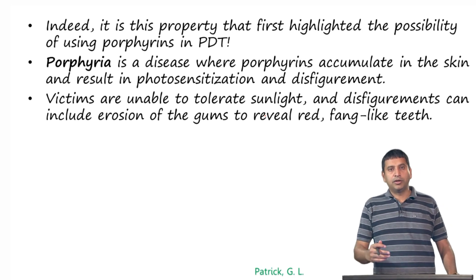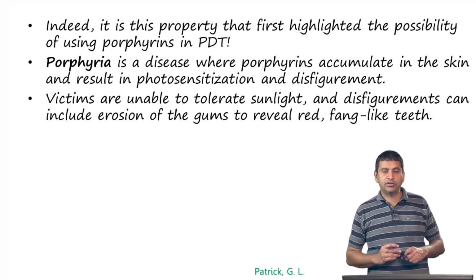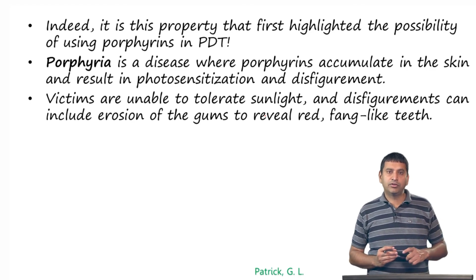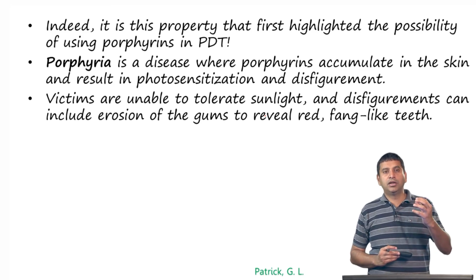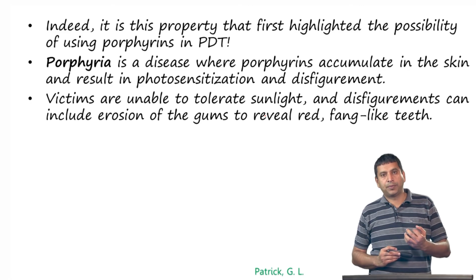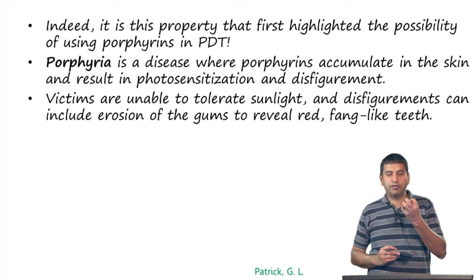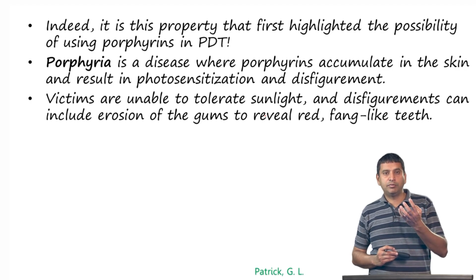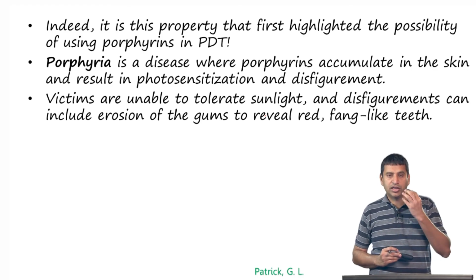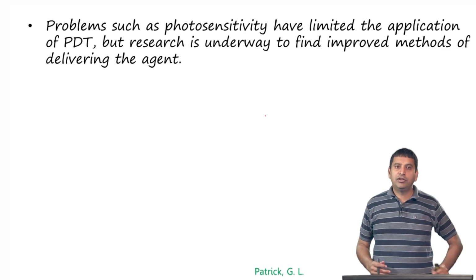In fact, this is the property that helped with the discovery of porphyrins in photodynamic therapy. There is a disease called porphyria, in which there is a genetic problem wherein the person accumulates porphyrin in the skin, and this results in photosensitization and disfigurement. The victims of this disease are unable to tolerate sunlight, and disfigurements can include erosion of the gums to reveal red fang-like teeth. So, now you can think about all the vampire stories that you have heard before, where these people do not want to go out in the sun and come out only in the night, and they have red and fang-like teeth. So, the photosensitivity is a huge problem.